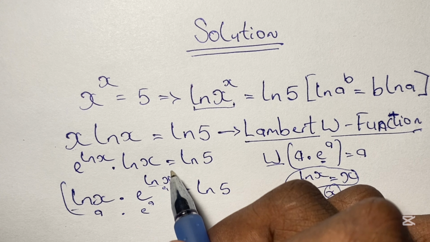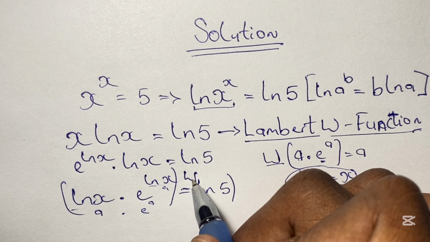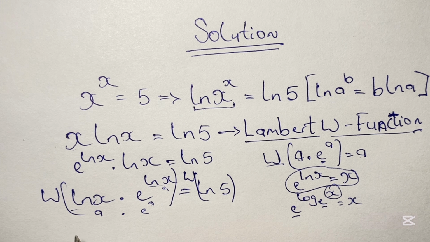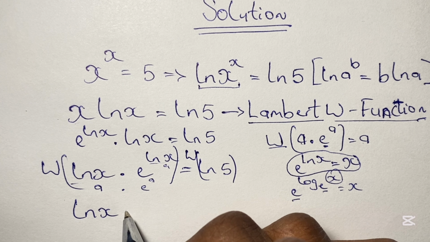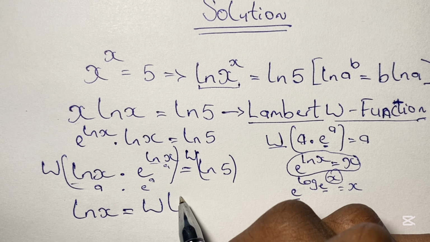So what we're saying here, we can bracket both sides and apply a W function to both expressions. And as we say, applying a W function to an expression as a times e to the power of a, the result is a, which is ln x. So this means that we have ln x equals W of ln 5.